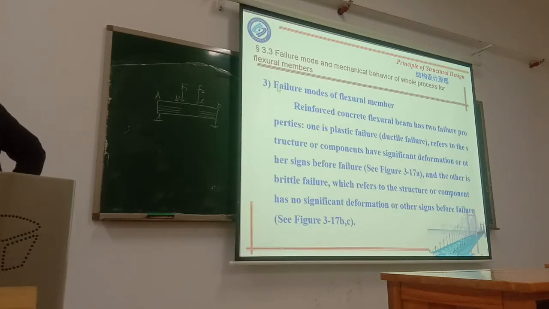So now in the whole part we see some failure modes of the flexural member. Actually, this reinforced concrete flexural member, the beam, has two failure modes. One is the plastic failure or ductile failure, which refers to the structure or component having significant deformation or other sign before failure. And another one is brittle failure, which refers to the structure or component having no significant deformation or other sign before failure.